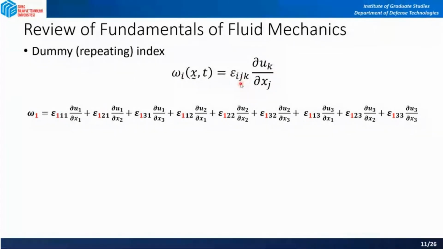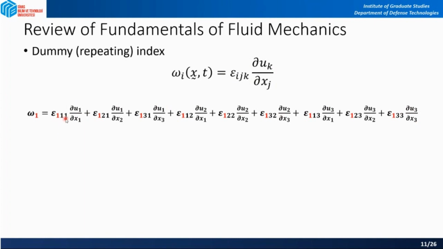But the story is about this. These j and k's will be summation. Like if I want to write omega 1, if I put i equal to 1, first of all, I have to start summing up on the j's and k's, right? But i is still the same. So i will still be 1 in all the terms that are summed up. How many terms do I have? 1, 2, 3, 4, 5, 6, 7, 8, 9.